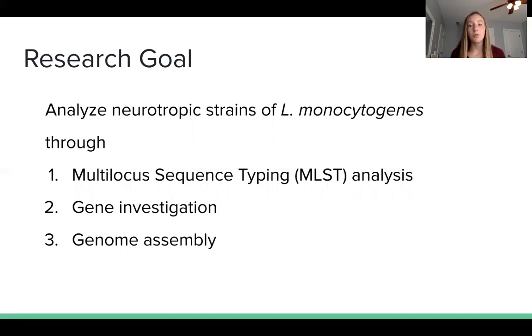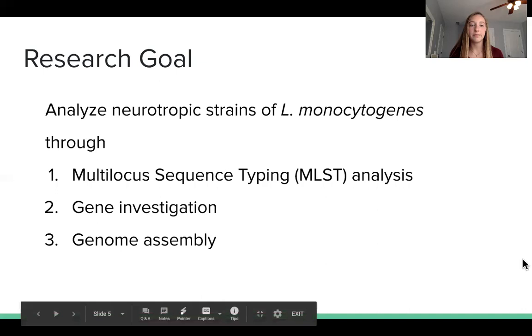My main research goal was to analyze and compare neurotropic strains of Listeria monocytogenes through the use of multi-locus sequence typing, or MLST analysis, which gives me access to a lot of genetic information about Listeria, like its evolutionary lineages, as well as clonal complexes and sequence types, and as well as gene investigation, where I was analyzing 2 neurotropic strains for the existence of a virulence gene called INLF, as well as genome assembly and completion of 2 neurotropic strains of Listeria.